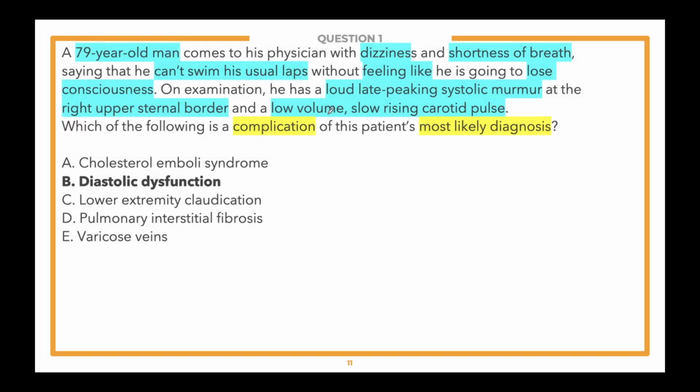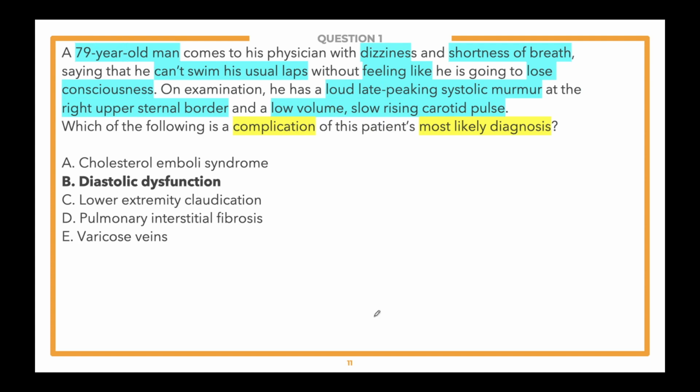So if we go back to our question, let's take a look at the other answer choices and why those may not be as good answers. So varicose veins, often these are age-related, but usually due to valve incompetence in veins. So venous valve incompetence is not what you would expect to be a complication of aortic stenosis. Pulmonary interstitial fibrosis is a consequence of medications, infections, autoimmune diseases, not so much aortic stenosis. Lower extremity claudication is usually caused by atherosclerosis of the lower extremity arteries. So again, a little bit different than what we're talking about. And then cholesterol emboli syndrome is usually the result of invasive procedures like an angiography that dislodge atherosclerotic plaques. Not what's going on here in this question.